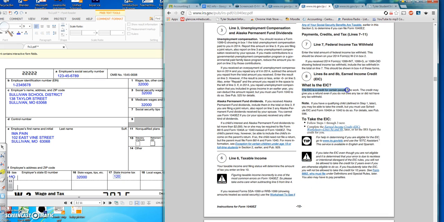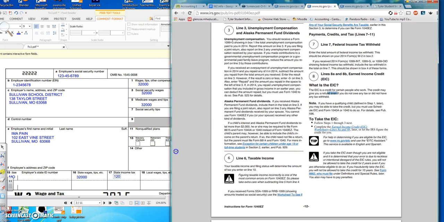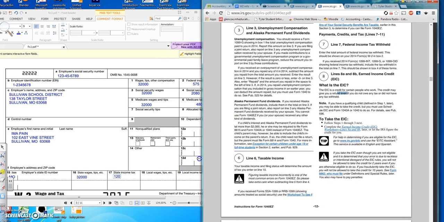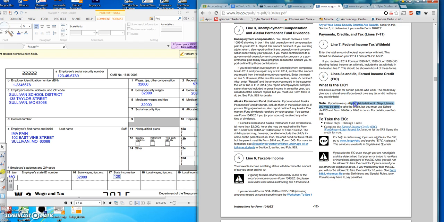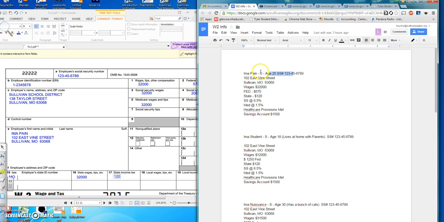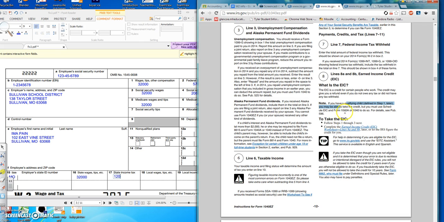Earned income credit is for certain people who work. Well, good. Ima Payne definitely works. The credit may give you a refund. Ooh, we like to hear that. If you do not owe any tax or do not have any tax withheld. Well, hold on, tax withheld. She had tax withheld. If you have a qualifying child, well, that's not Ima Payne. Ima Payne is single with no kids.